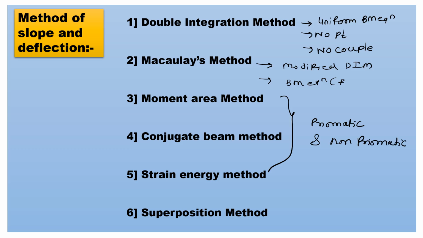Then next, last one is the superposition method. If any kind of load acting on a beam is more than two point loads, or more than two UDLs and UVLs are acting on a span, then this superposition method is used. So these are the 6 methods, and mostly they ask about the double integration method and Macaulay's method.